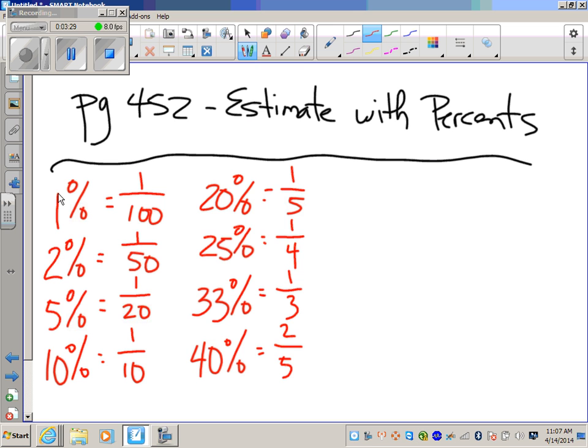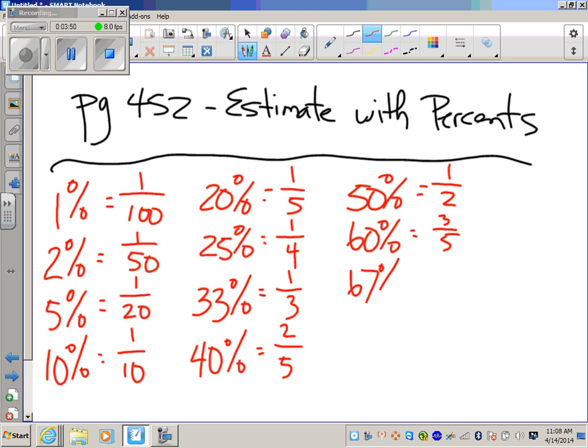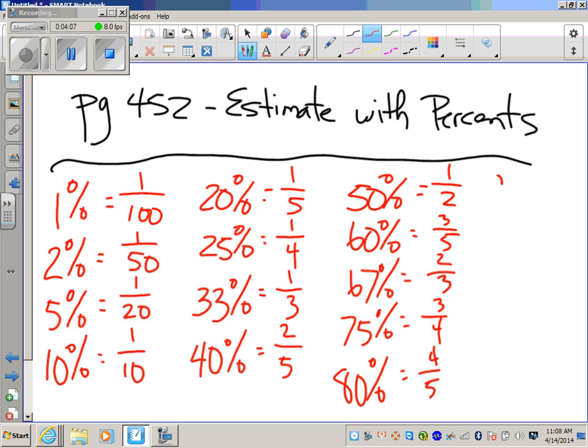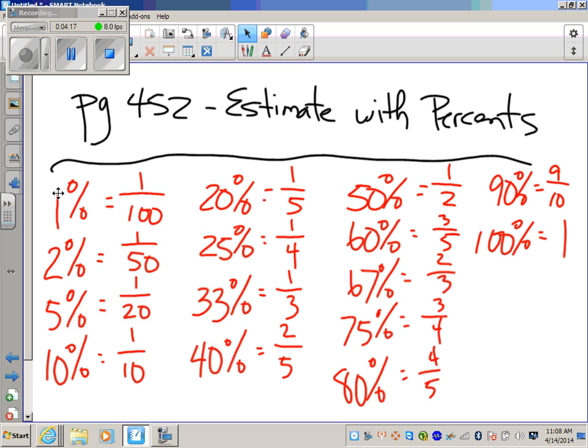You're getting these down where? 50 over 100, you know that as half. 60%, we'll call that 3/5. 67%, we'll call 2/3. 75%, 3/4. 80%, 4/5. 90%, 9/10. 100% equals 1. Put those down.